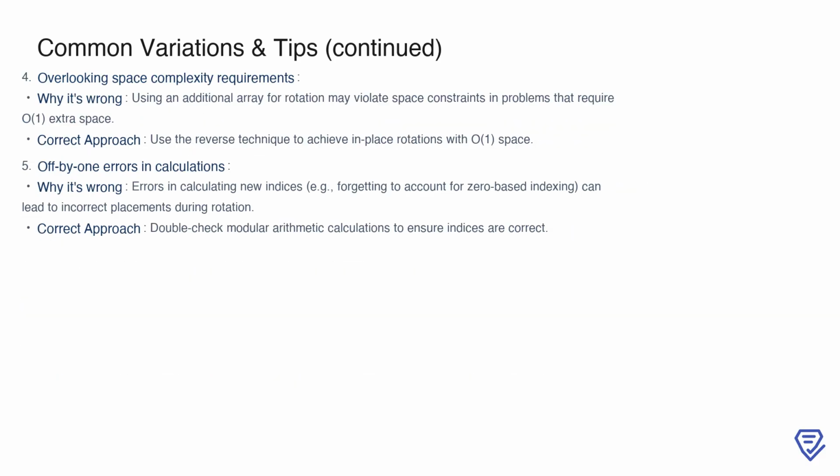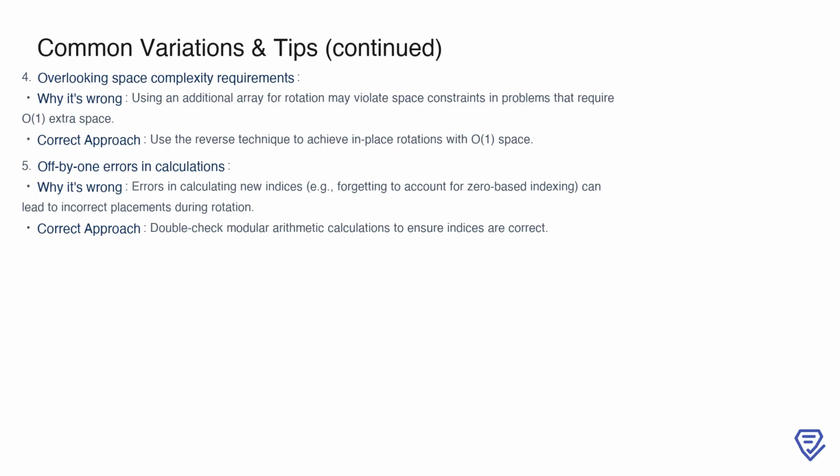Next, space complexity requirements are another area where errors often occur. Using an additional array for rotation may violate constraints in problems that require no extra space. To address this, the reverse technique comes in handy. By reversing the array in specific segments, you can achieve the desired rotation without needing additional memory.